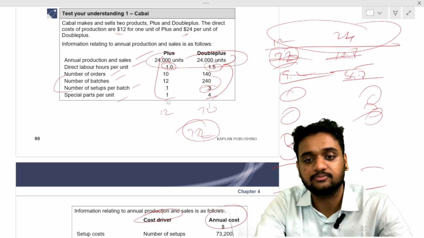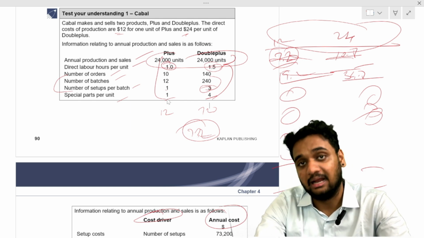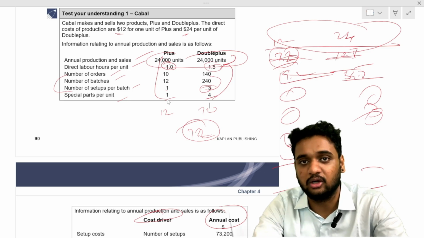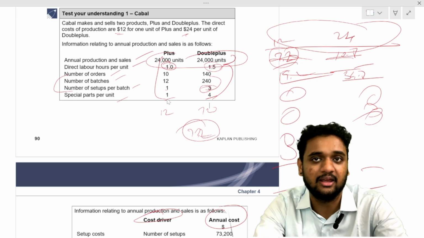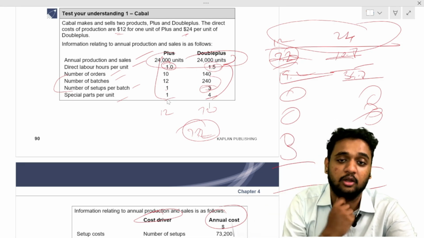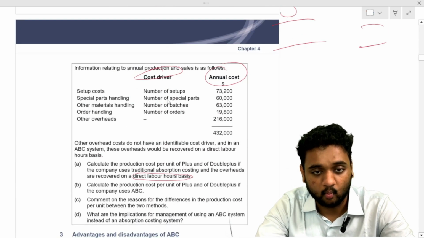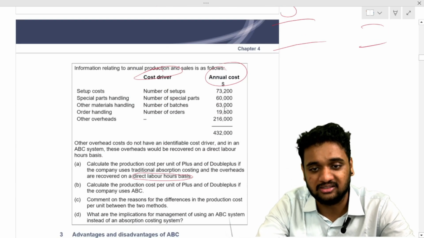For double plus, 0.5 into 96,000, you will get the total special parts cost for double plus. Divided by 24,000, if you do, you will get the special parts cost per unit of double plus. Understood all of you? Yes or no? Yes, sir.